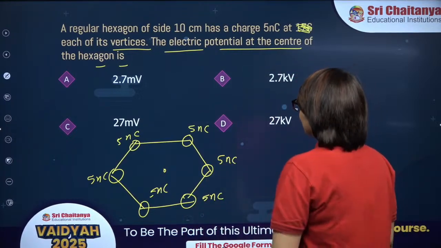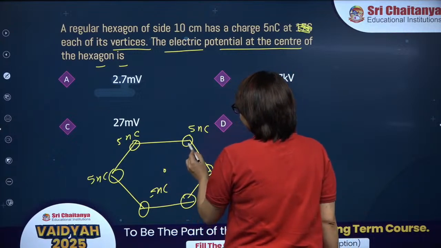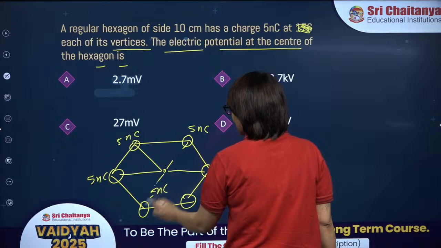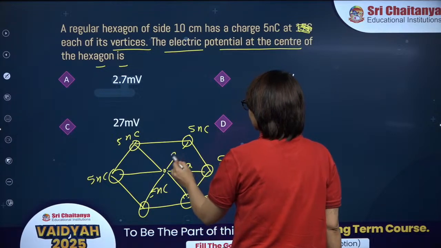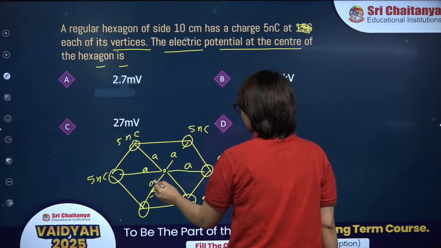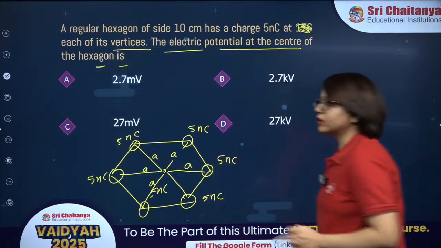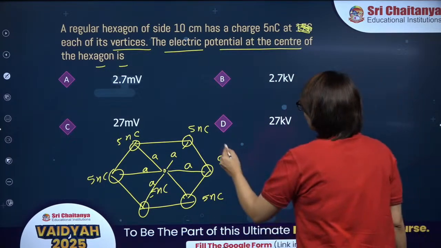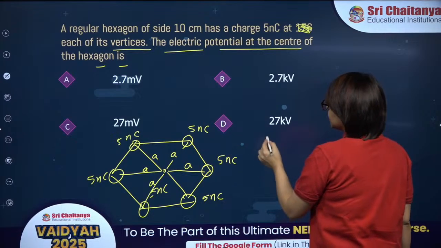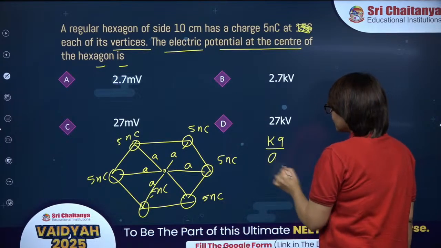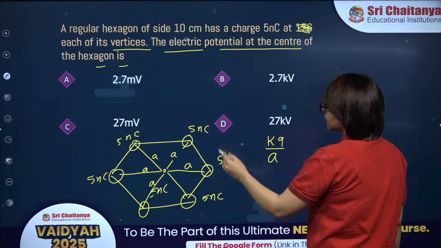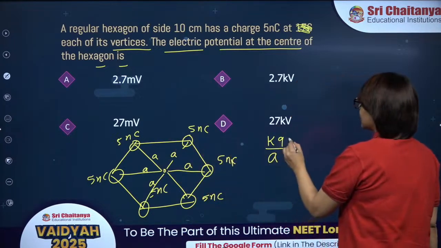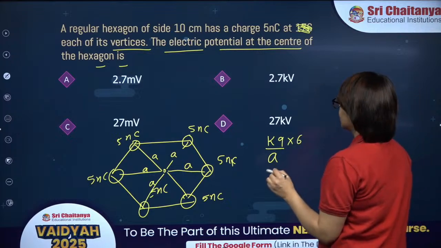So the center is equidistant from all the corners of this hexagon, and it is equal to the side of the hexagon, right? The distance of the center from the corner is the same as the side over here. So potential due to a point charge at a distance r is kq divided by a, and we have 6 charges. So potential due to all these 6 charges will be 6 times kq divided by a.